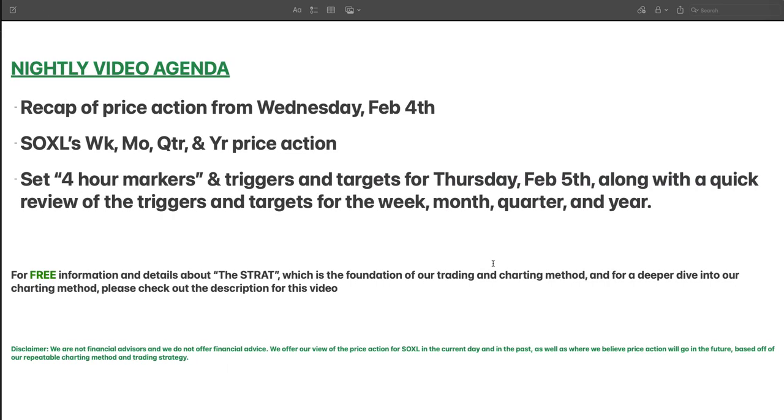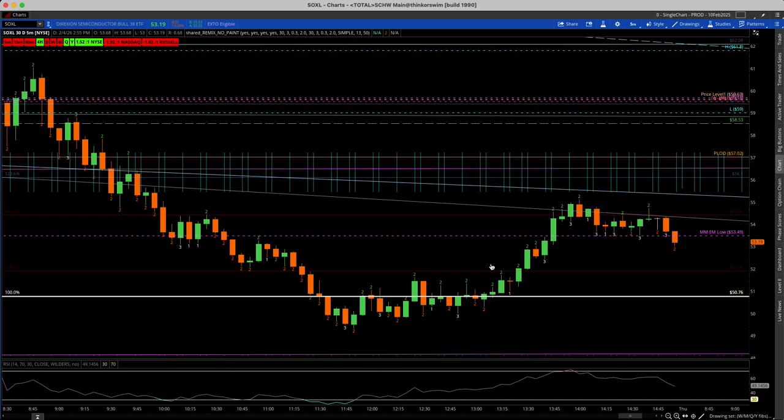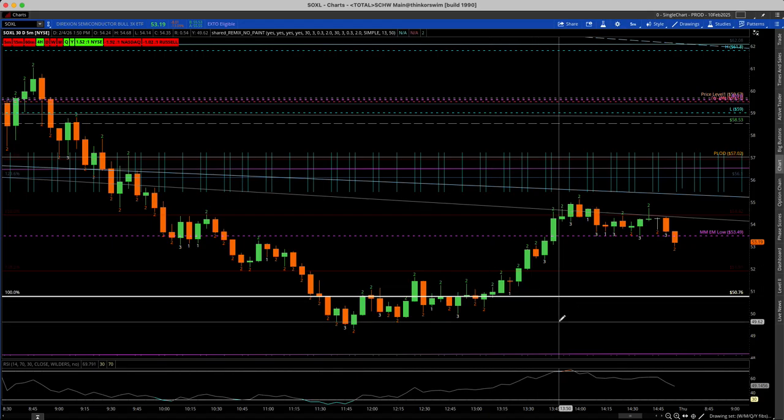First, we'll go ahead and recap the price action from Wednesday, February 4th, before we zoom out like we always do and take a look at the week, month, quarter, and year price action. Then we'll zoom back in to set the 4-hour markers and the triggers and targets for Thursday, February 5th, along with a quick review of the triggers and targets for the week, month, quarter, and year as well. So let's go ahead and go to the charts, starting out with the 5-minute chart like we always do.